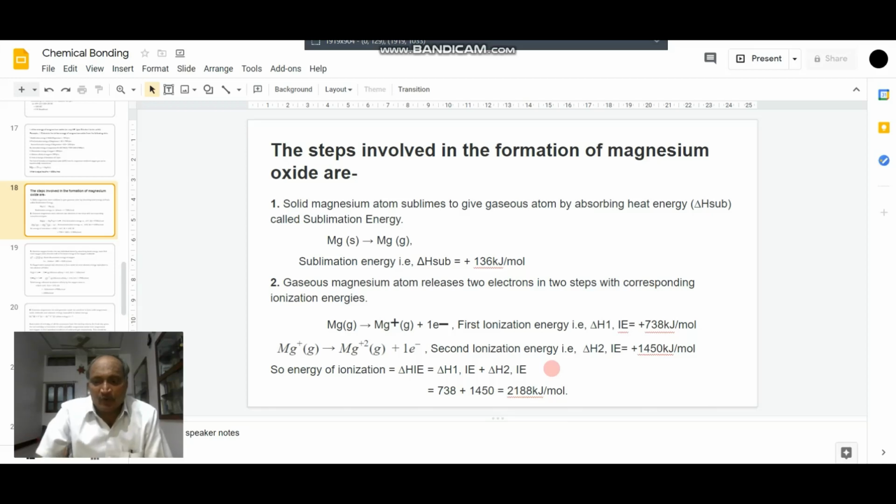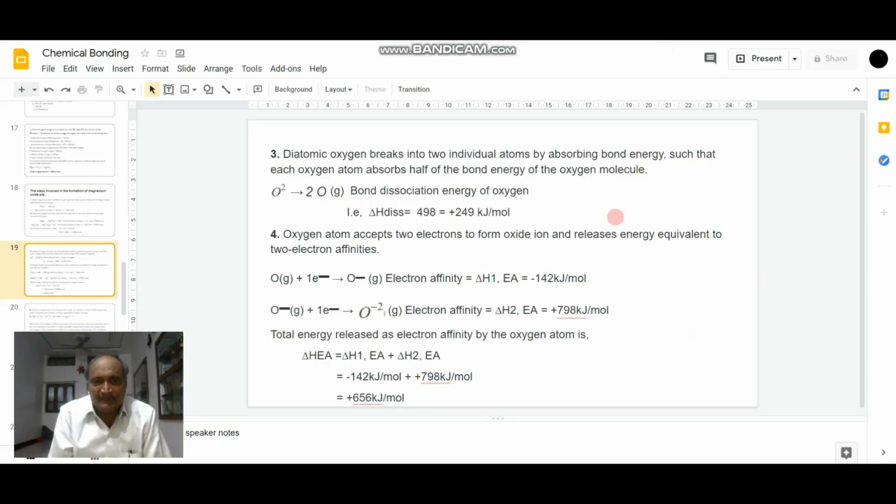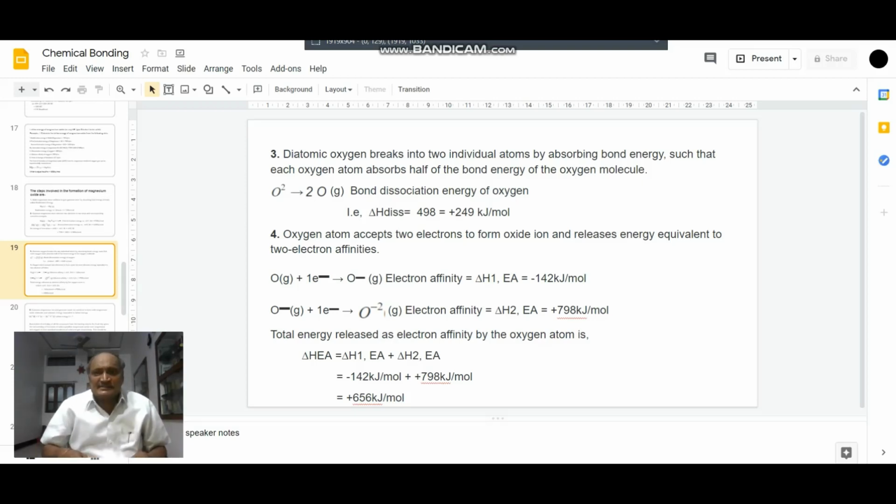2188 kilojoules per mole. Coming to the third step, that is, the diatomic oxygen breaks down into individual atoms by the supply of a dissociation energy. Here diatomic oxygen breaks down into 2 individual atoms by absorbing a bond energy, which is called dissociation energy, such that each oxygen atom absorbs half of the bond energy of the oxygen molecule.